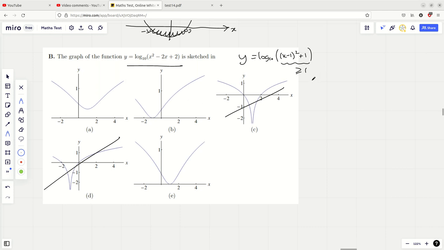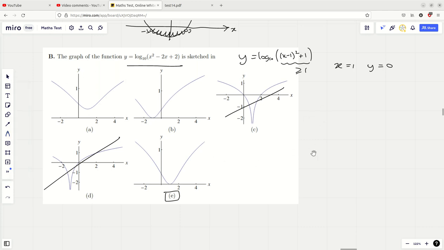Okay, and then I also know that when x equals 1, y is going to be equal to 0 here, because when you plug in x is 1 here, you get a value of 1, and log of 1 is 0. Knowing that, it has to be E. Has to be E. Everything else is not hitting at (1, 0). So that was that one.